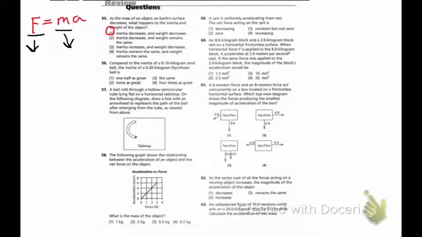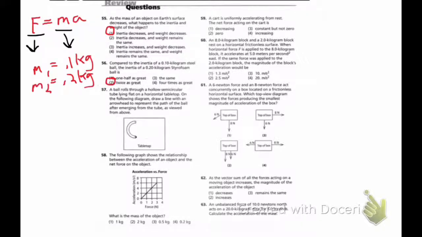The second question reads, compared to the inertia of a 0.1 kilogram steel ball, the inertia of a 0.2 kilogram styrofoam ball is. Well, we said that the inertia and the mass are directly proportional. So if the mass of one equals 0.1 kilograms and the mass of the second object equals 0.2 kilograms, we see that the mass was doubled. If the mass is doubled, that means that the inertia has to also be doubled. So the answer is choice number 2.